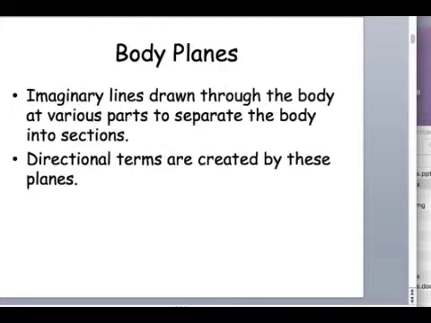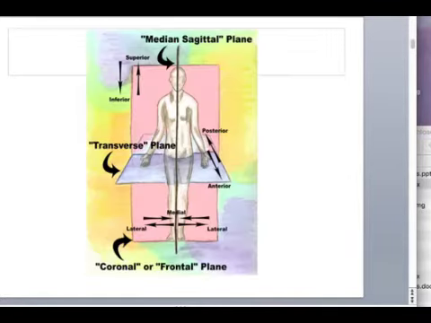When we do this, we can then split the body depending on where you're cutting the body, and the reasoning is that we can then create directional terms based on these planes. If you cut someone into left and right sections, you're cutting a medial plane. If you're cutting above and below, I could cut a transverse plane through the top of the head, and then when you're talking about that, you're talking about inferior and superior. Anything that is inferior and superior is talking about a transverse plane.